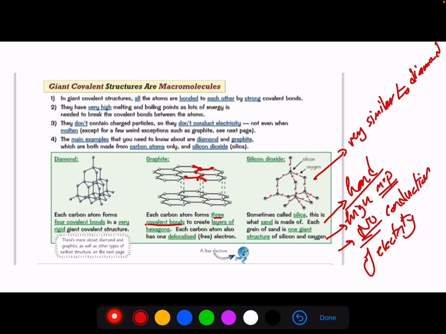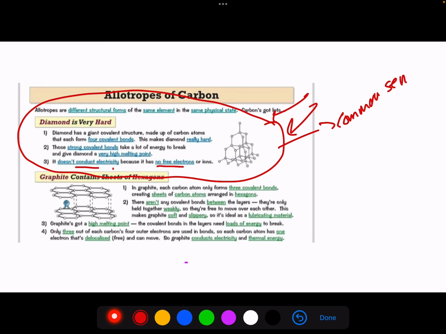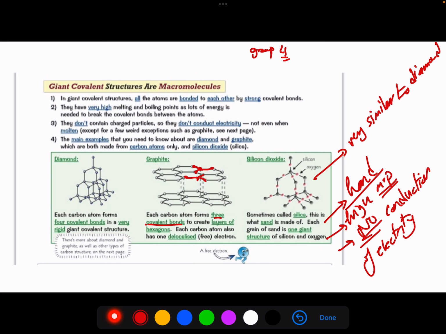Now, in previous classes, I'm going to maybe upload that also, guys, soon, regarding relating the group number on the periodic table to the number of electrons in the outer shell. But for now, carbon is in group 4, meaning carbon has 4 electrons in the outer shell. Since carbon has 4 electrons in the outer shell, the maximum number of covalent bonds carbon can form is 4 bonds, because each electron can form one covalent bond.